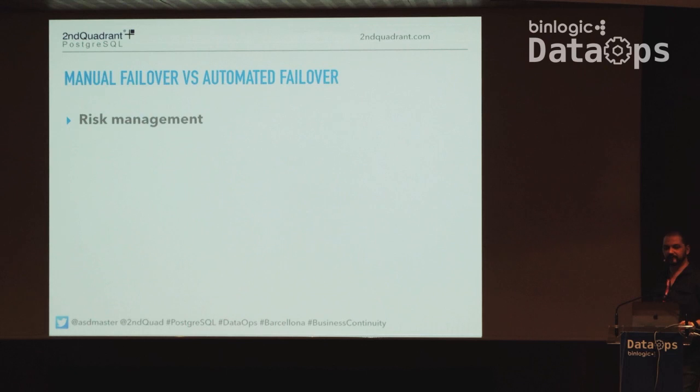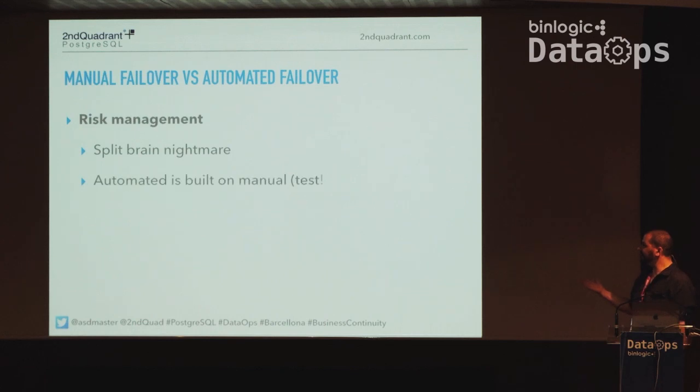Manual failover versus automated failover, as I was saying before, is a matter of risk management. If not done correctly, or if you fall into a human error situation, you can finish in a split brain nightmare. Basically, split brain is when two servers are fully convinced that both are masters, okay? And this is not a nice situation.